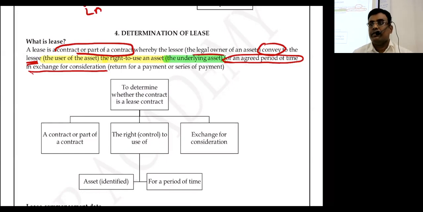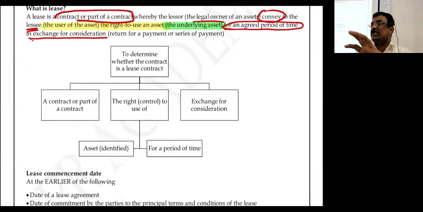Everybody, now take the definition. A lease is a contract or part of a contract whereby the lessor conveys to the lessee the right to use an asset for a specific period of time in exchange for consideration. Everything is a key; hopefully you have memorized it. The rights to use an asset are what I give. That is the right of use of assets.